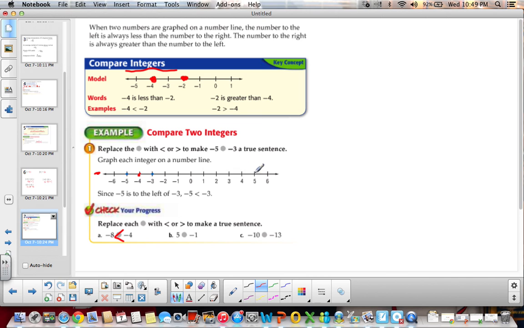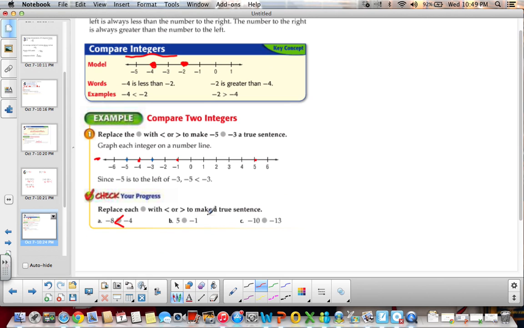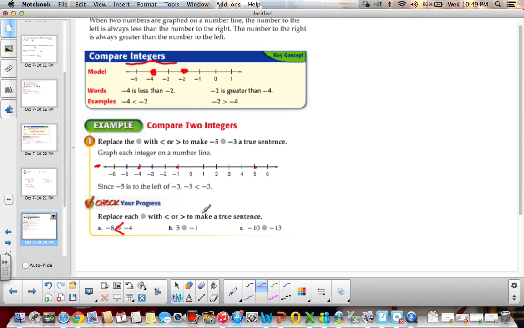5 and -1. Well, whenever we have a positive and a negative and we're comparing them, we know the positive is always going to be bigger. Positive numbers are always bigger than negative numbers, even like 0.00000034 or whatever. We know that's bigger than 0 just by a hair, but we also know that it's going to be bigger than -1, -2, and so on. Okay, so we have 5 and -1. The positive number is greater. The opening goes always to the greater number.